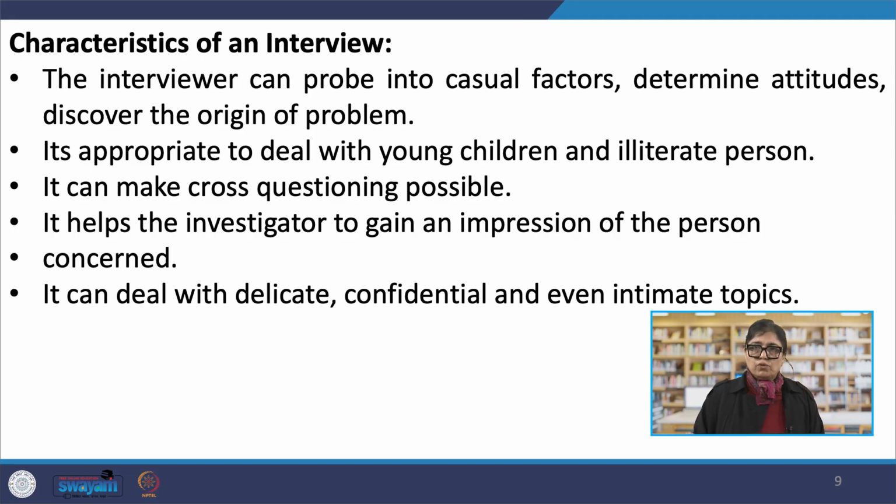It can probe into causal factors, determine attitudes, discover the origin of a problem. It's appropriate to deal with young children and illiterate persons. It can make cross-questioning possible. It helps the investigator to gain an impression of the person concerned. It can deal with delicate, confidential, and even intimate topics. Flexibility, sincerity, frankness, truthfulness, and insight of the interviewee can be better judged through cross-questioning.